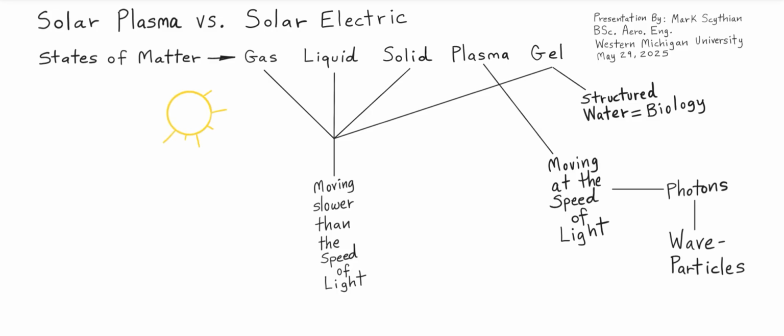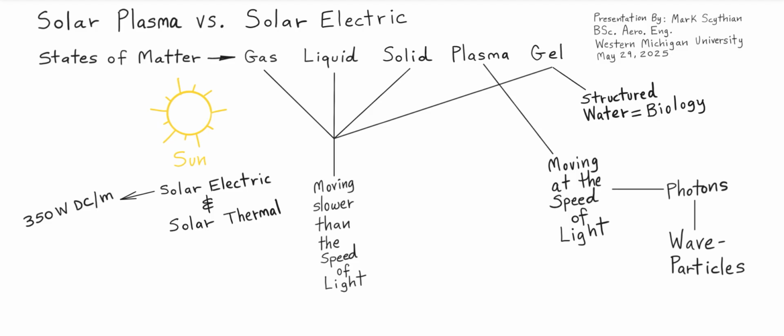So now we'll go back to the solar plasma versus solar electric concept and comparison. So here we have a sun, and we can identify the amount of DC electrical power we can extract from 1 square meter of sunlight: 350 watts on average, between 3 and 500.